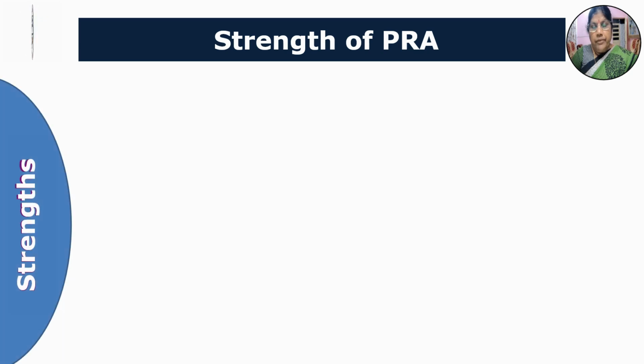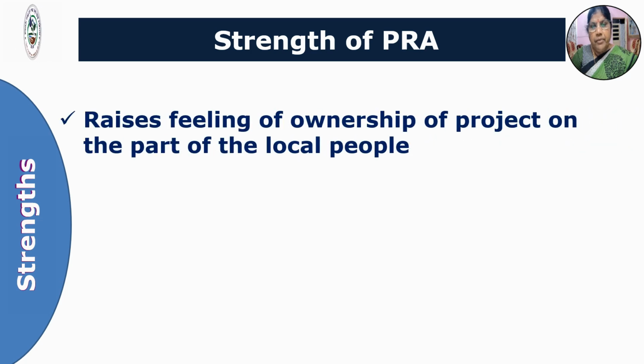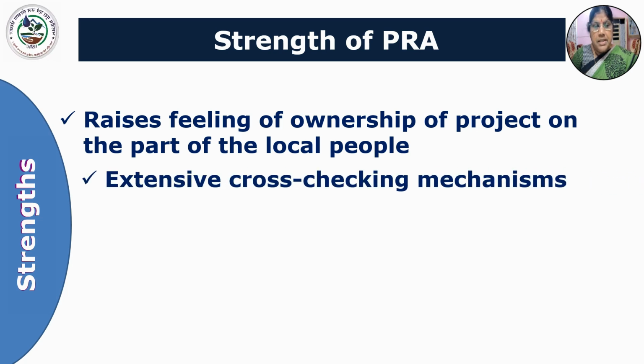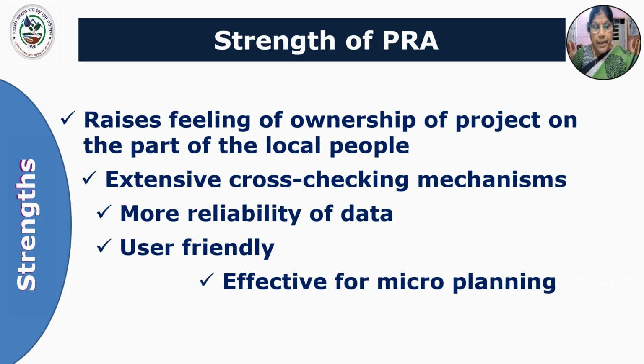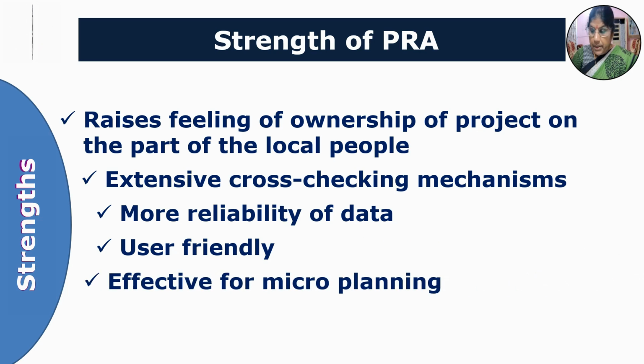Coming to the advantages or strengths of PRA, when we involve the various categories of people while doing the PRA exercises, it raises the feeling of ownership of the project on the part of the local people. Since it is based on triangulation and cross-checking, we get more reliable data, and this is a user-friendly technique, and it is effective for micro-planning in watersheds. It helps the people in empowering and making decisions in the watersheds.